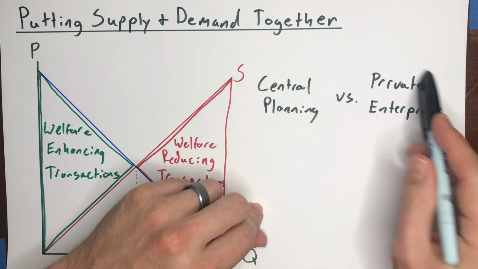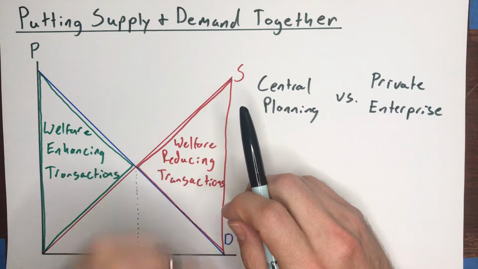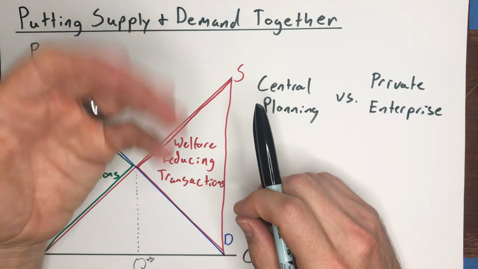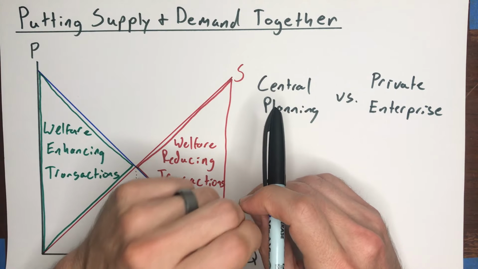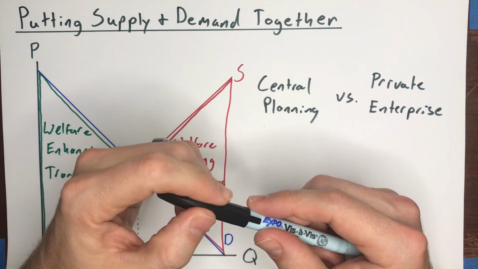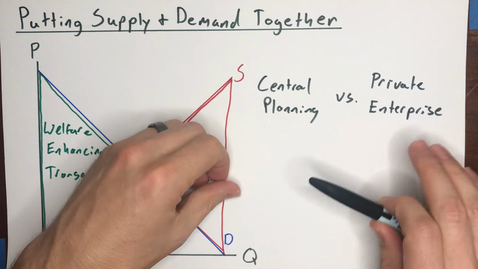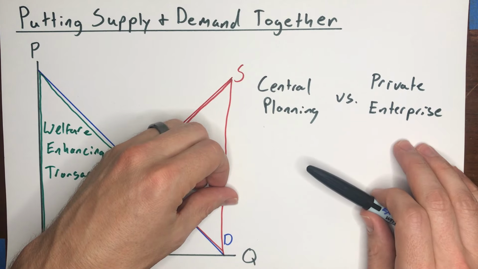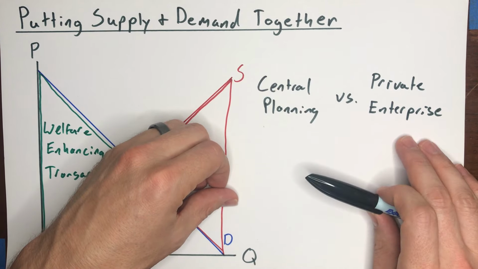By comparison, those countries that used private enterprise instead, the United States, Western Europe, Japan, South Korea, a few areas of the Middle East, they did comparatively better. Okay, their economies grew faster. They suffered fewer shortages.